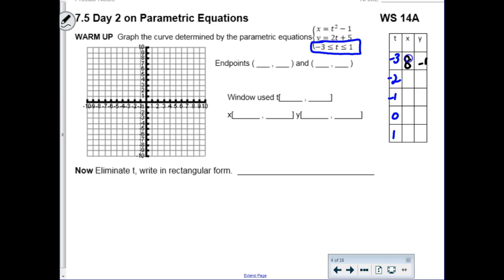So this is (8, -1). This is (3, 1). This is (0, 3). This is (-1, 5). This is (0, 7).